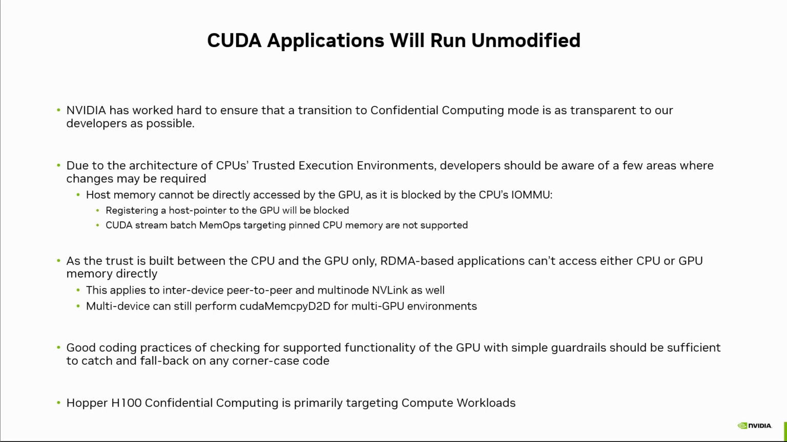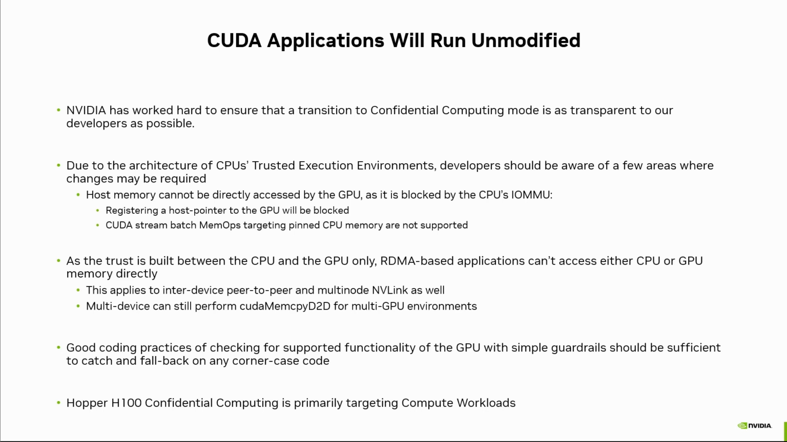A couple of the other things on here: because the trusted execution environment is being built between the CPU and the GPU only, RDMA applications like GPU Direct won't be accessible. That's primarily, again, because due to the CPU restrictions they just can't access the memory to do the DMAs into it. Good coding practices will always be able to check before making a forbidden API call. We have done our side with proper error return codes. So if you end up using an API that's not supported, it will return a code that you will be able to look up and find that, oh, this was one of those APIs that can't be used in confidential computing mode.